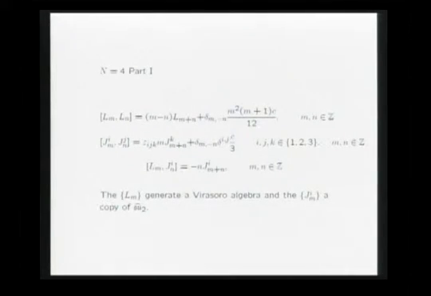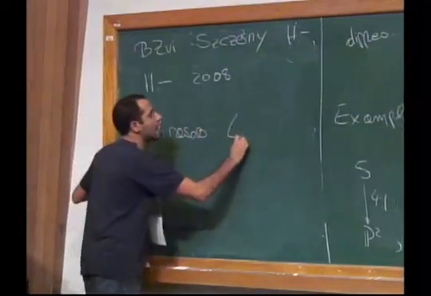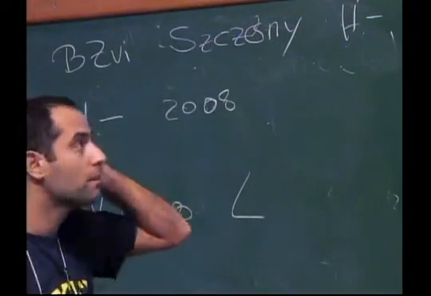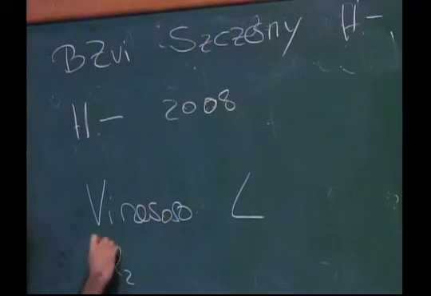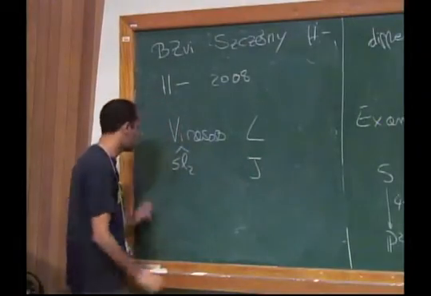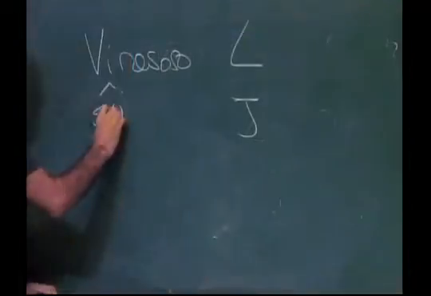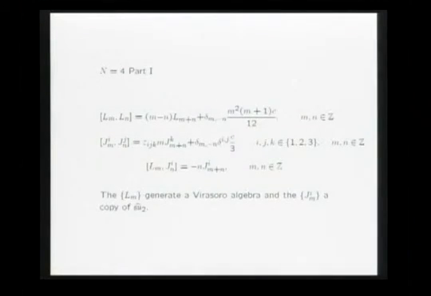Inside of N equals 4, I'm going to have a bunch of Lie algebras. I'm going to have the Virasoro, this L series. I'm going to have these J's, which are an SU2 hat, well, let me write SL2 hat, sorry, SU2 hat. These are the J's. And the third line there just says that this Virasoro acts in the usual way as derivations.